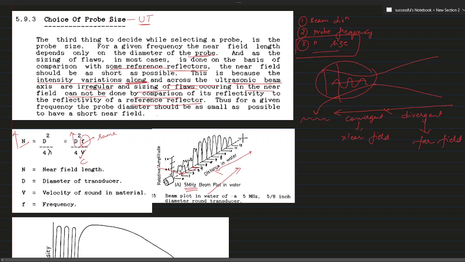Thus, for a given frequency, the probe diameter should be as small as possible to have a shorter near field. You understand? I will simply brief it again. First, the concept of near field. For a beam, it will be first convergent and then divergent, right? In this convergent field, along the axis the intensity is irregularly varying, and across the axis also the intensity is irregularly varying. So if we get any defect in this region, we can't size it accurately. So for us, this zone should be as small as possible. That means the diameter should be as small as possible. Simple. So use the smaller diameter probe.